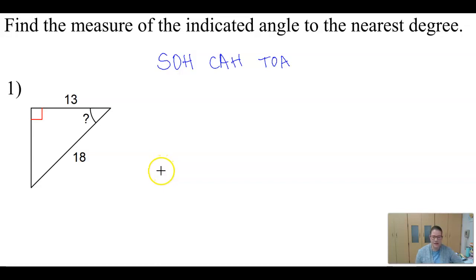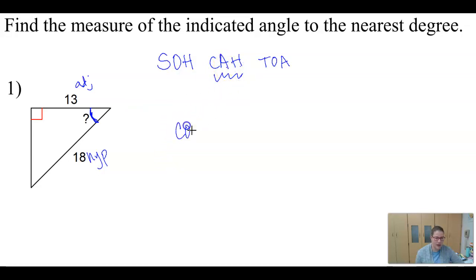So we're still going to set these up the same way. Here I have the reference angle, the one with the question mark in it. That's the one we're looking for. So the missing thing today is our angle. I have here the adjacent side, which is 13, and I have the hypotenuse, which is 18. So I would use cosine here because I have adjacent and hypotenuse.